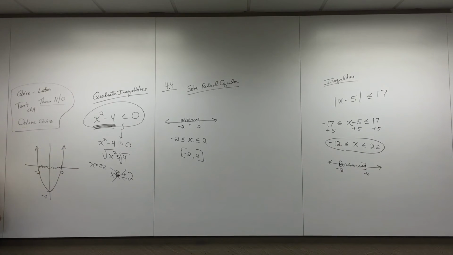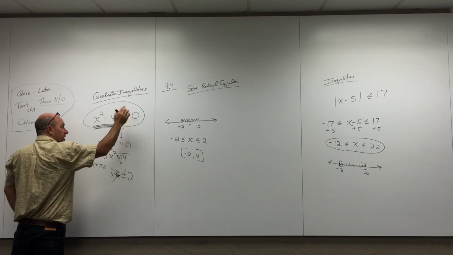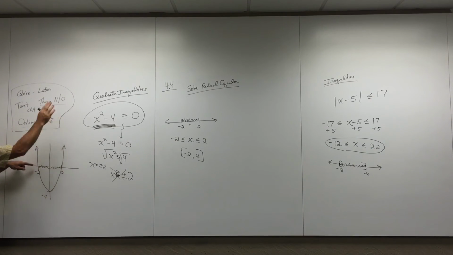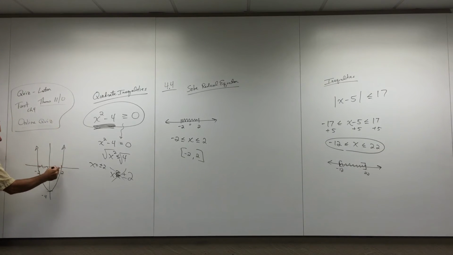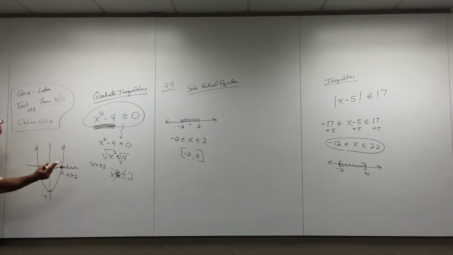Here it is again. If this problem said, I'm switching it on you, I'm sorry, if this problem said greater than, then look at the picture. When is the parabola above the y-axis? When those legs stick up out over the y-axis. So when x is on this side of 2, greater than or equal to 2, or when x is on this side of -2, it's above the y-axis.